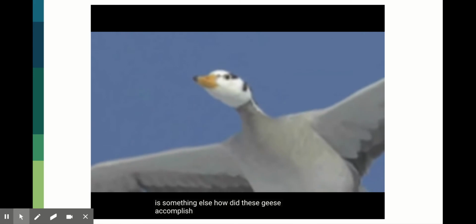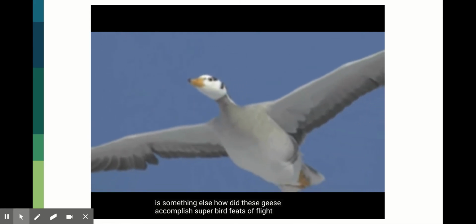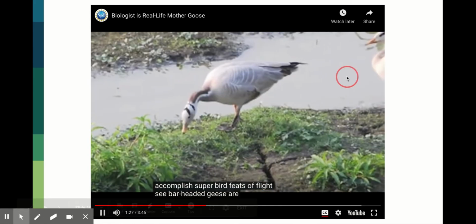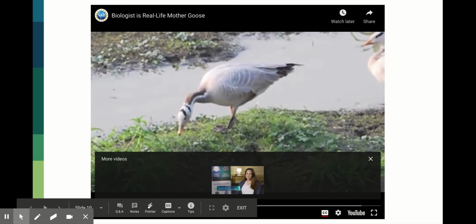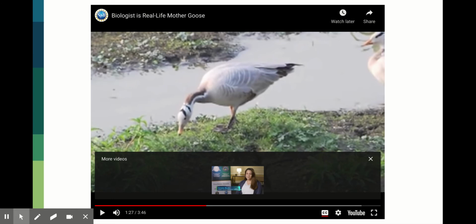How did these geese accomplish super bird feats of flight? See, bar-headed geese are... Okay, I'm going to stop it there, because if you want to find out about these geese, you can look it up on YouTube and watch the rest. But I really want you to see that first piece, where with these goslings, as long as she was the first one when they hatch, then they form that strong attachment to her.